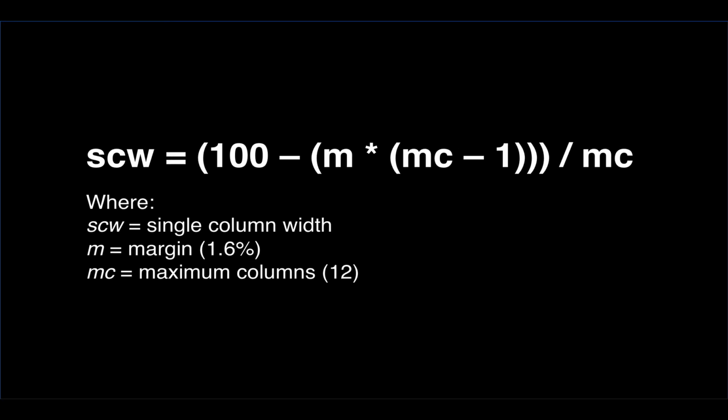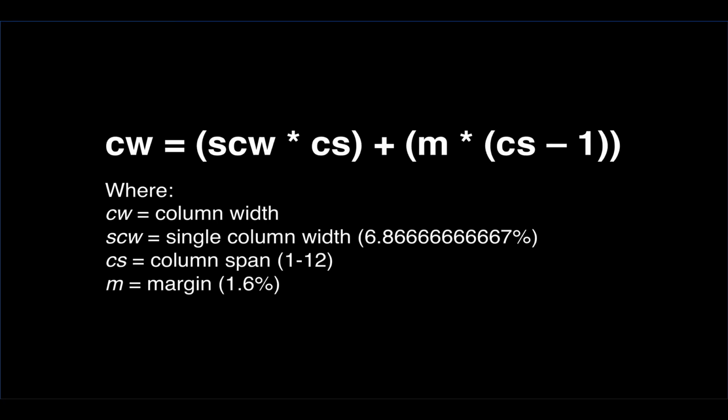So for example, one column width is this much, but if I have two columns, what's the width for two columns? What's the width for three columns? To do that, we now go to this equation where column width takes the single column width, the amount of column span you have, calculates in the margin, and it comes up with all of those. So this is all the equations that go along with it.